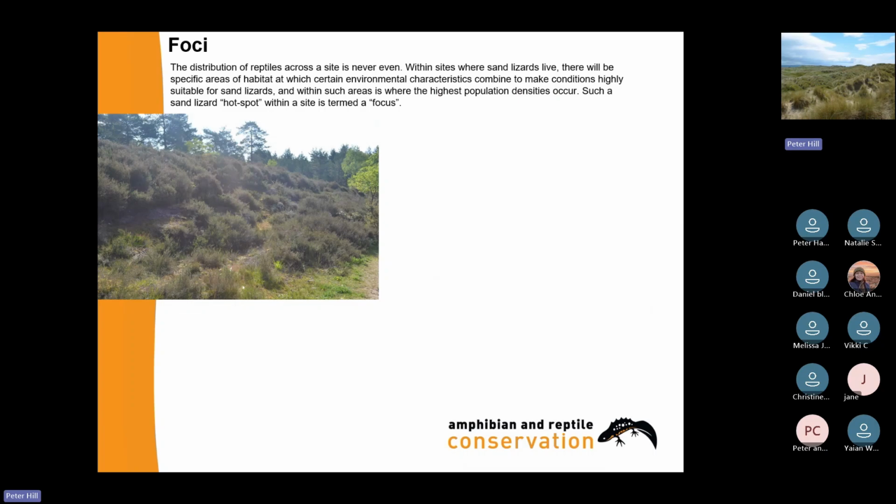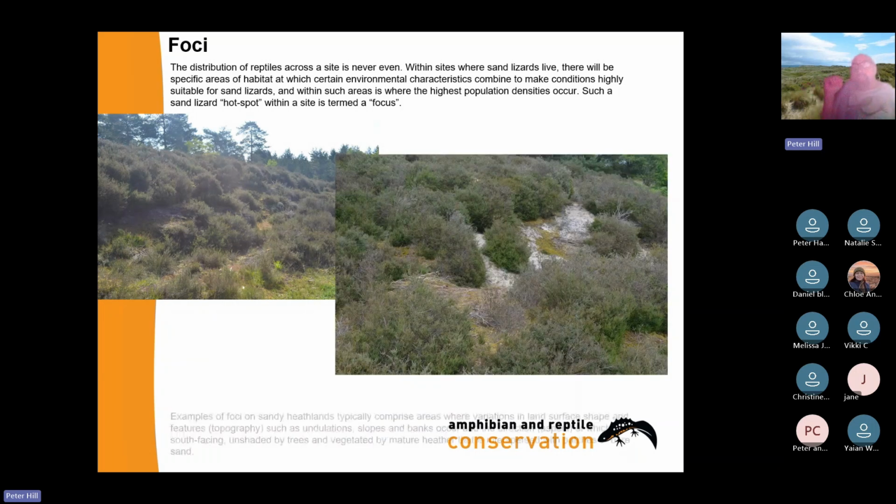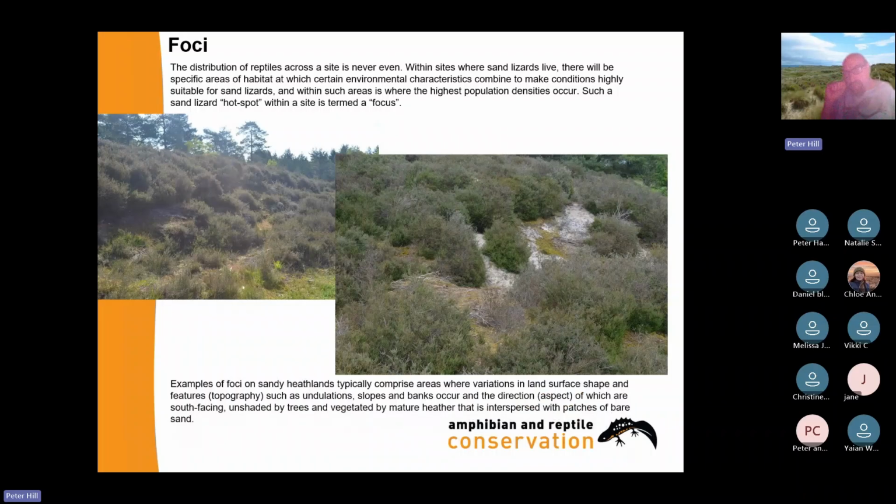So lizards and reptiles of all kinds are never evenly distributed across the site. You get them patchily distributed where we have what we call a focus occurring. And a focus is where the habitat is particularly suitable for the reptiles. Now here you can see on Surrey Heathland, a site where I saw my first sand lizards when I was 9 years old. Visited again recently.